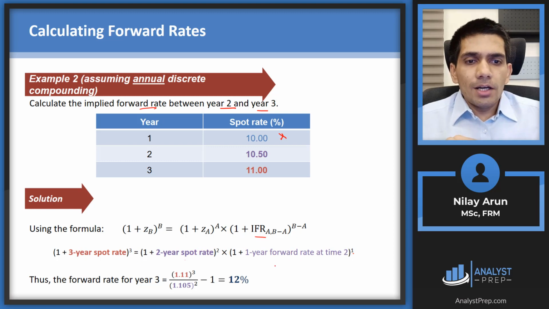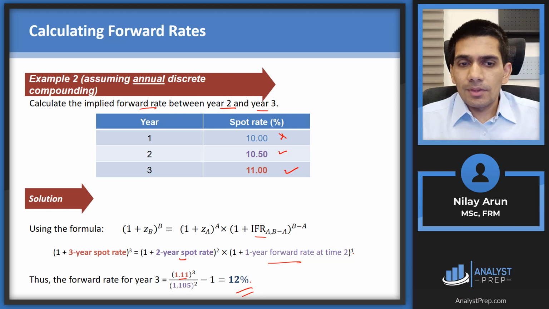So your forward rate would simply mean that we have to rearrange this equation to calculate the 1 year forward rate. So 3 year spot rate is 11%, 2 year spot rate is 10.5%. So your forward rate comes out to be 1.11 raised to the power of 3 divided by 1.105 raised to the power of 2. Remember, that is going to give you 1 plus F. So to calculate F, you need to subtract 1 from the other side. And that gives us 12%.